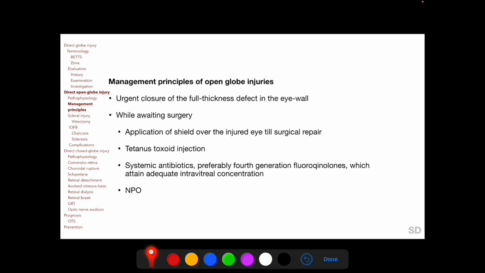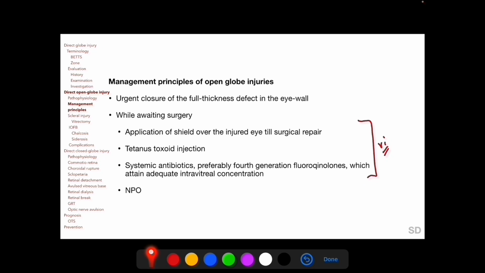Open globe injuries require urgent closure of the full thickness defect in the eye wall, and while waiting for surgery, a shield should be applied over the injured eye for protection till surgical repair is carried out, tetanus toxoid administered if the patient has not already received it following the injury, systemic antibiotics initiated, preferably 4th generation fluoroquinolones such as moxifloxacin, which attain adequate intravitreal concentration following systemic administration, and maintenance of NPO status for general anesthesia. And these are very important points to remember.